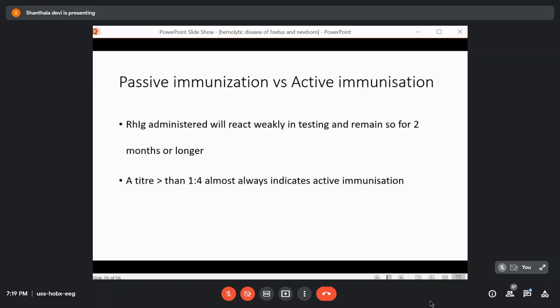What is passive immunization? Since it is now a norm to give Rh immunoglobulin at 28 weeks gestation, if we do the antibody screen or the ICT in a pregnant mother who has received Rh immunoglobulin, her ICT will come positive. It will react weakly in testing and it may remain so for 2 months or longer, but generally this titer will be less than 1 in 4. A titer greater than 1 in 4 generally indicates active immunization.